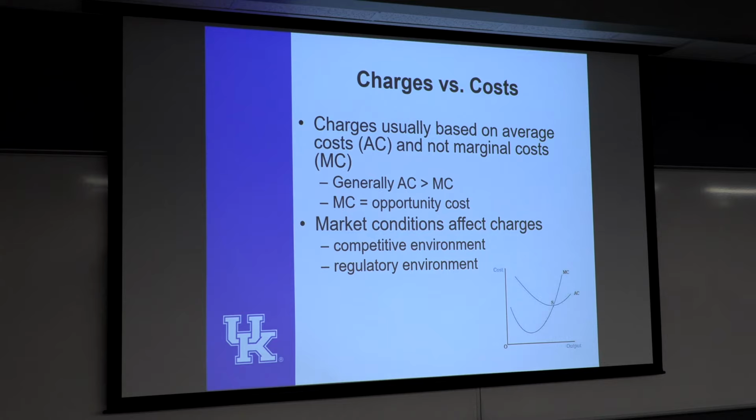Charges versus cost. How many of you have ever looked at a hospital bill? All right, what is the first thing that you notice about a hospital bill? The numbers are over the top, ridiculous. Hope we don't have too many administrators in the room, but that's exactly right.